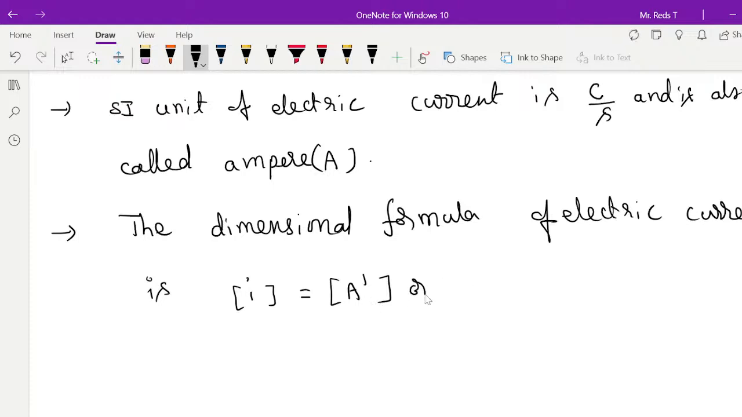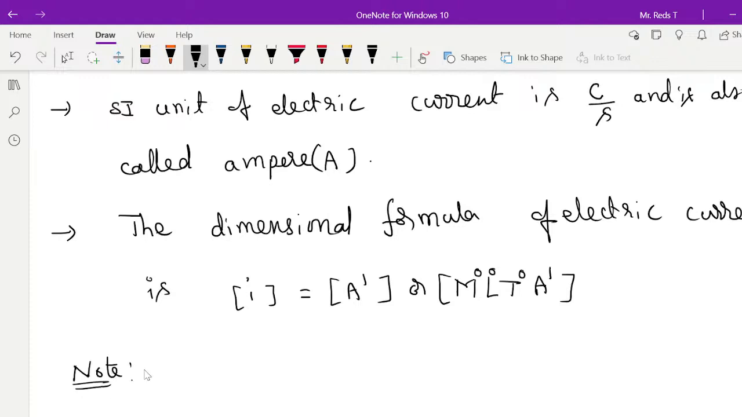Or you can also write it in terms of MLT along with A: M power 0, L power 0, T power 0, and A power 1. This way also you can write the dimensional formula of electric current. But here is another point, you can write it as a note.